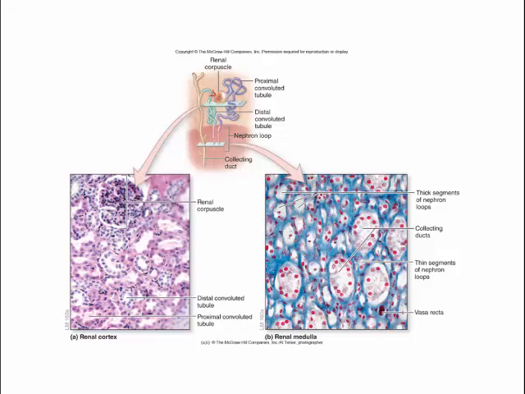These micrographs allow you to compare the histological appearance of the renal cortex and renal medulla. Note the presence of the renal corpuscle only in the cortical tissue. The renal medulla, sectioned through a pyramid, shows it to be mostly a cluster of ducts and blood vessels.